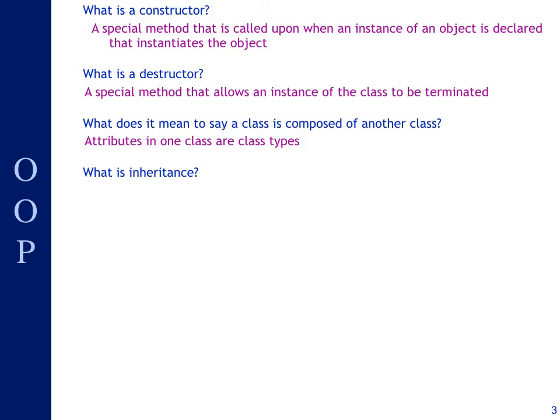What is inheritance? Inheritance is when we create a new class, what we call a derived class, from another class, which is a base class. So you're going from a more generic class to a more specialized class by the inheritance process.